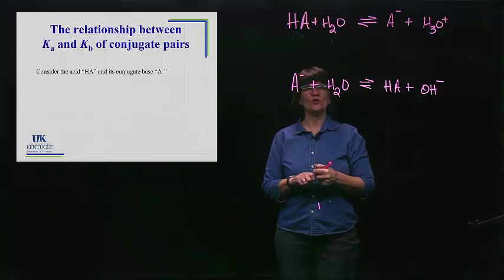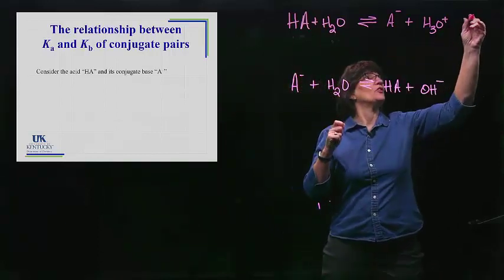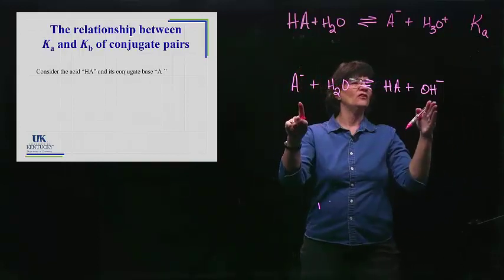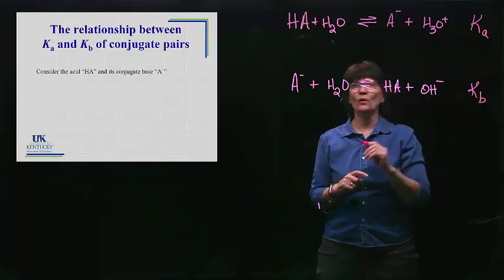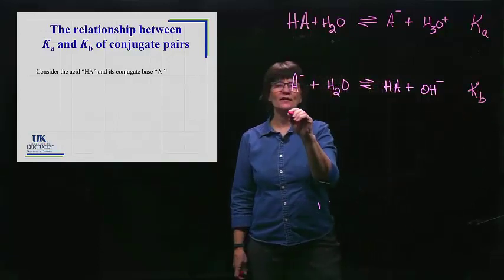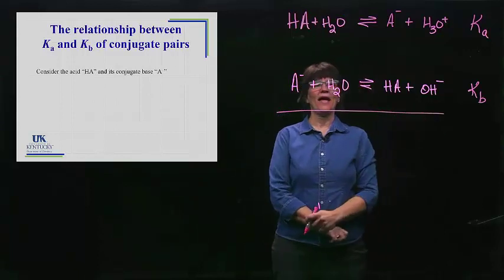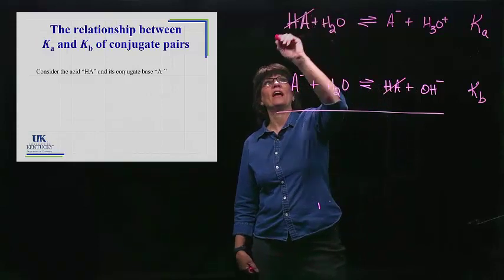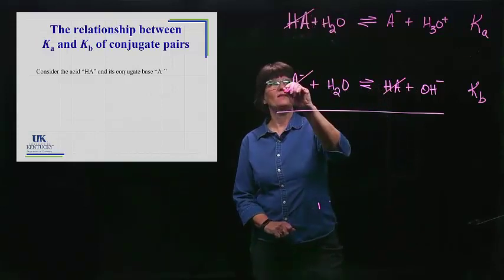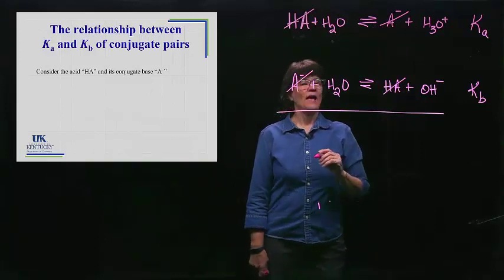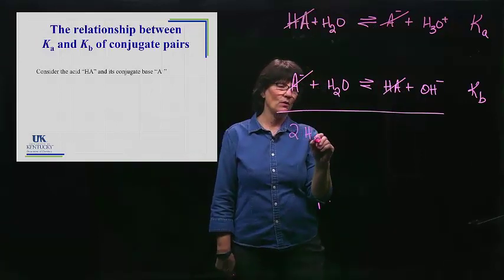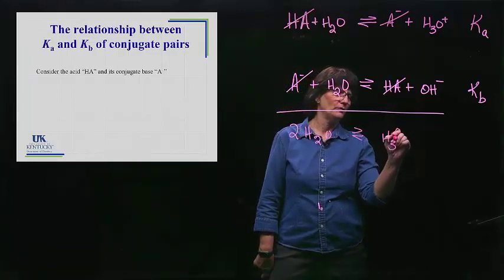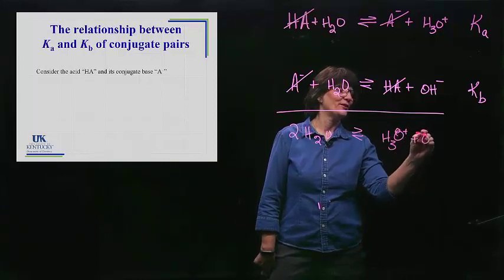Now, let us take these two reactions. This one has an equilibrium associated with it, and we call it Ka. Okay? We have the Ka expression. This is Kb. Okay? Because it's the base reaction. Let's take these two reactions and add them together and see what we have. Is there anything that can cancel? Well, this HA cancels with this HA. This A minus cancels with this A minus. And we have 2 H2O giving you H3O plus, OH minus.